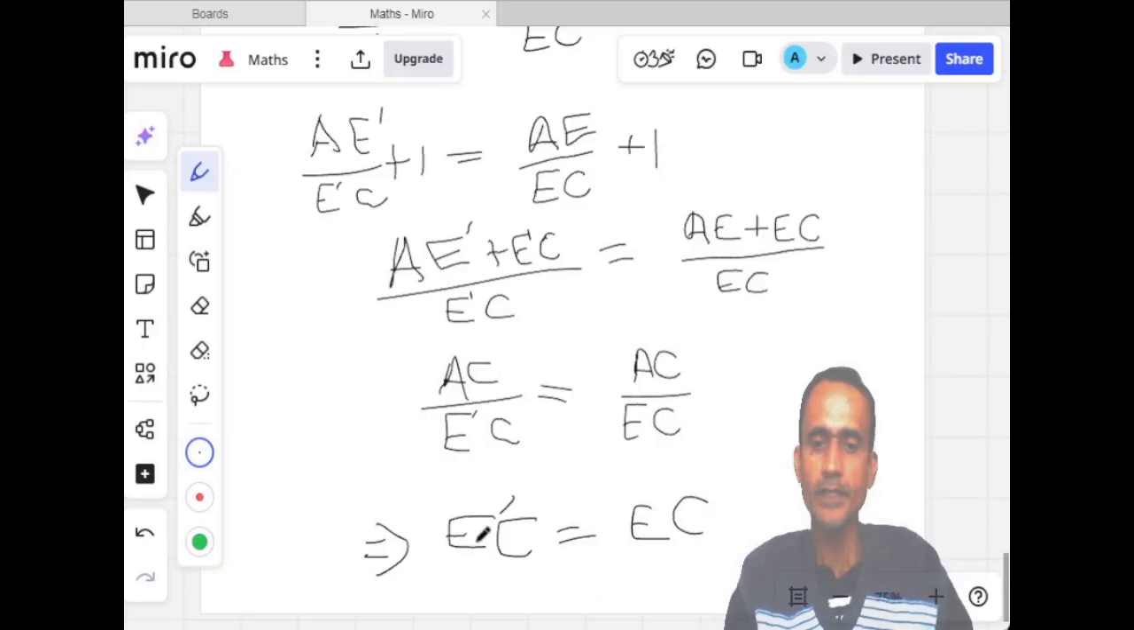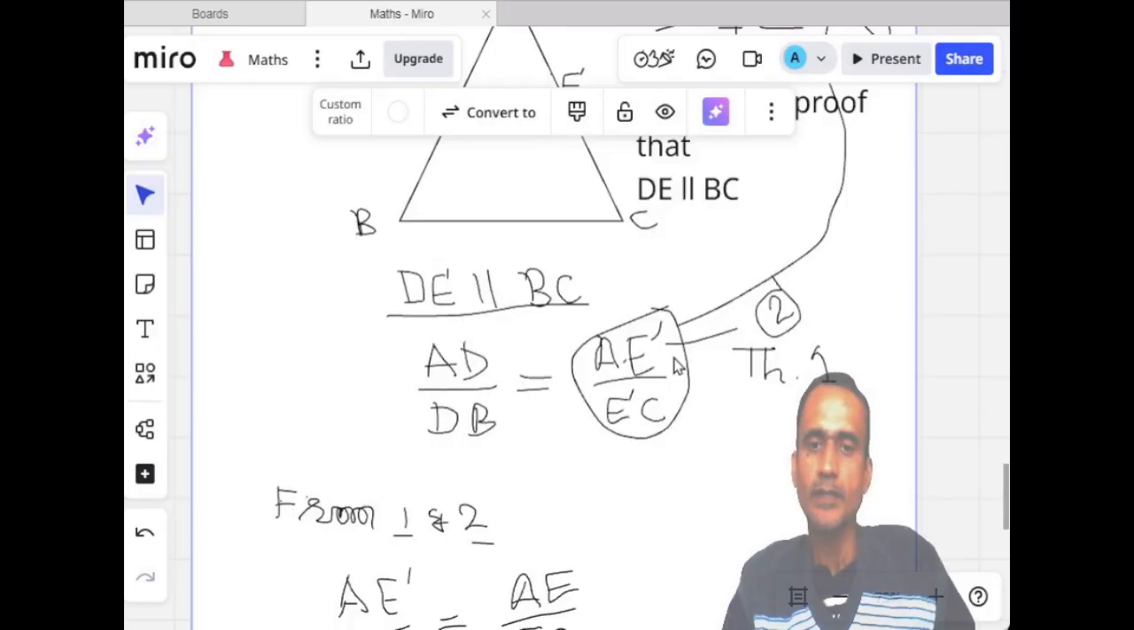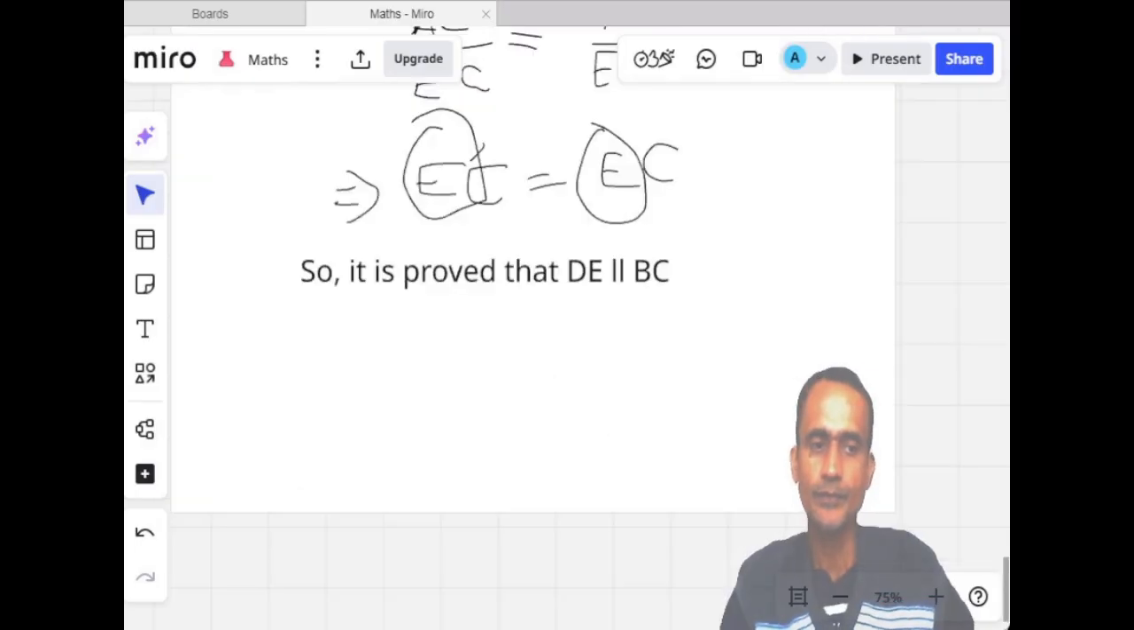Now that implies that E dash and E are the same points. See, we had assumed that E dash is such a point that DE dash is parallel to BC, but E dash is the same point as the point E. So that means that DE is parallel to BC. So this is what we have proved.